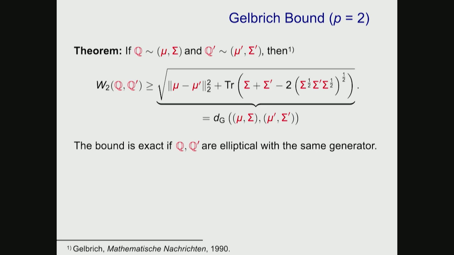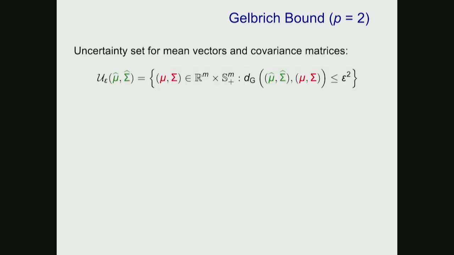So in order to derive a conservative upper bound on the worst case risk over a type 2 Wasserstein Ball, using this Gelbrich bound, I first need to introduce an uncertainty set U epsilon in the space of mean covariance pairs. So this uncertainty set, in fact, is just defined as a ball in the space of mean covariance pairs with respect to this Gelbrich distance, which is centered at the mean vector and the covariance matrix of our nominal distribution, which are here denoted by mu hat and sigma hat.